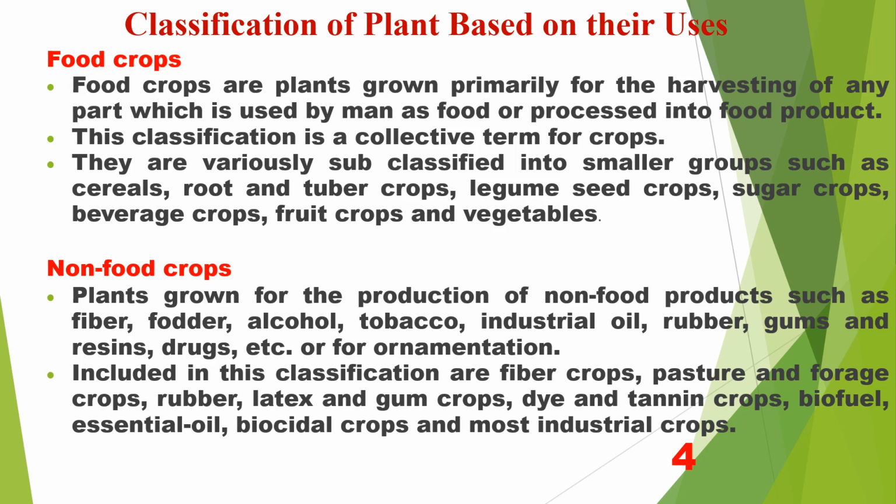Typical examples of these roots and tubers are cassava, yam, potato, and the rest of them. Legume seed crops, sugar crops, beverage crops, fruit crops, and vegetables are all food crops, and they are all edible.